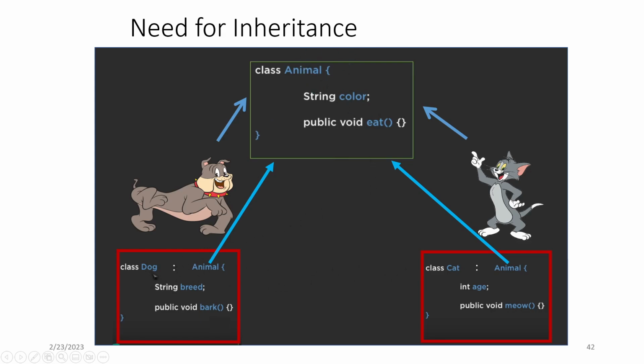Dog is a class that is inherited from the Animal class, and the cat as well is a class inherited from the Animal class. For this base class, we can call it the parent class, superclass, or base class. And for the subclass that is extending the Animal class, we call it a child class. Here, cat and dog are called child classes.